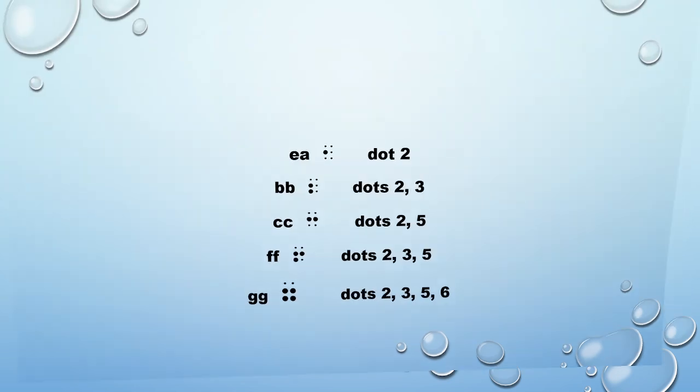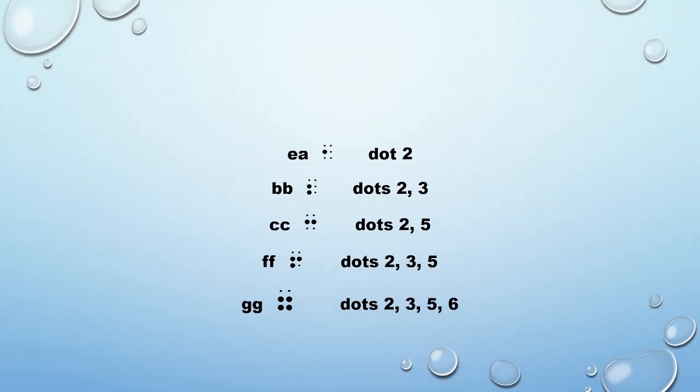Now let's proceed to the Braille equivalent of these lower group signs. For EA, it is composed of a single dot, which is dot 2, and it can only be used again in the middle of a word. Next, for lower B or BB, we have dots 2 and 3. For CC, that should be dots 2, 5. For FF, that should be 2, 3, 5. And lastly, for GG, that should be dots 2, 3, 5, and 6.